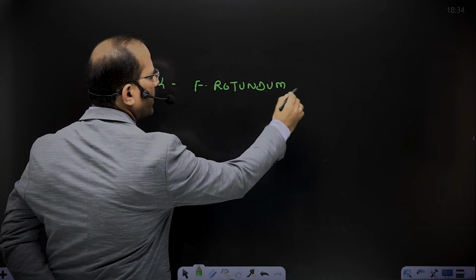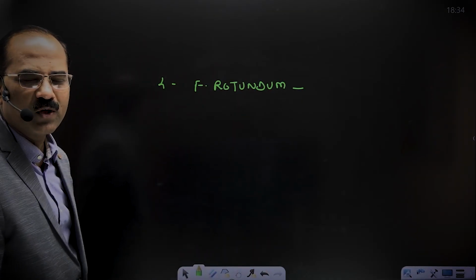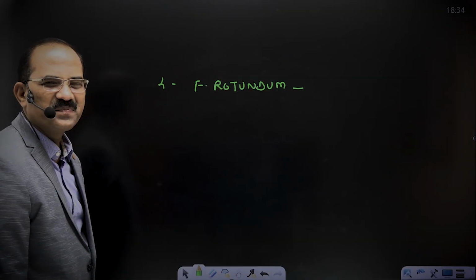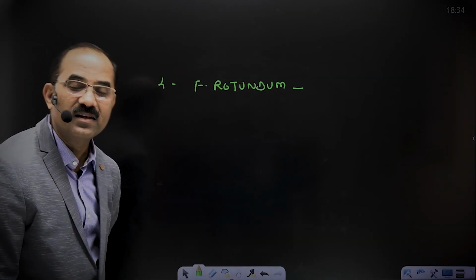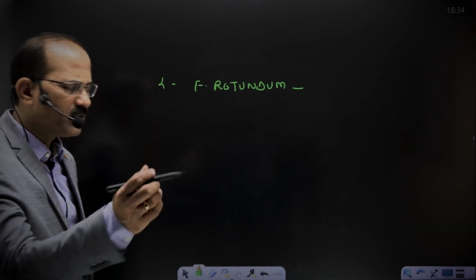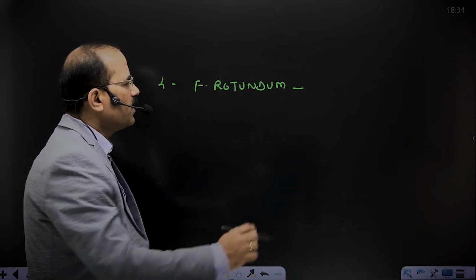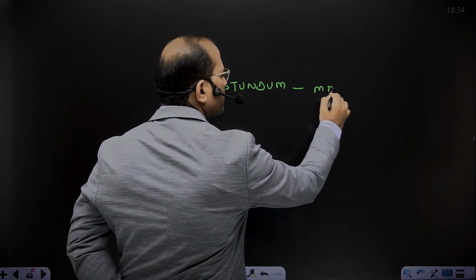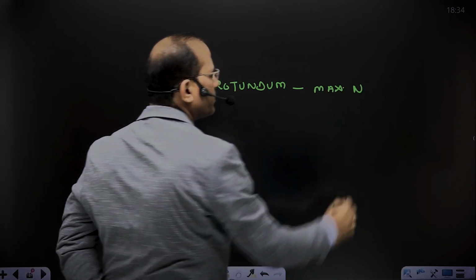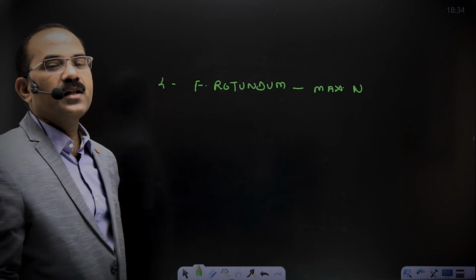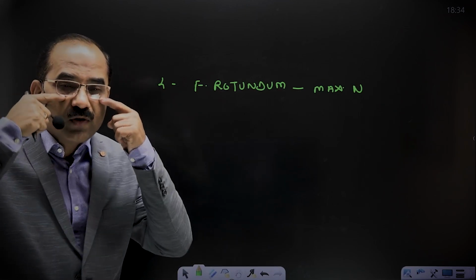Yes, any structure, anyone? What passes through the foramen rotundum? Any guesses? The maxillary division of the trigeminal nerve. I'll show you the slide. So what passes from here is the maxillary nerve, which is a branch of the trigeminal nerve. The maxillary nerve leaves the skull through the foramen rotundum.